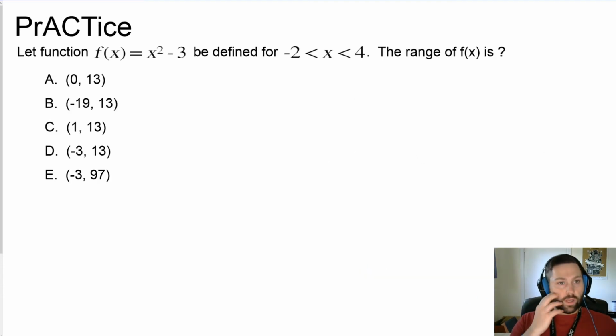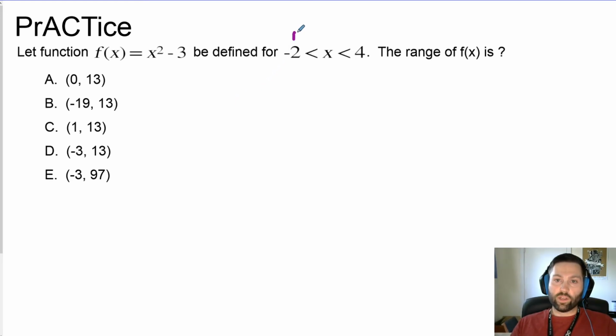And so here is a problem that I found on an ACT related to domain and range. So let's parse this. Let function f of x equal x squared minus 3 be defined for -2 is less than x is less than 4. The range of f of x is what? Okay, so this looks way more complicated than it is.